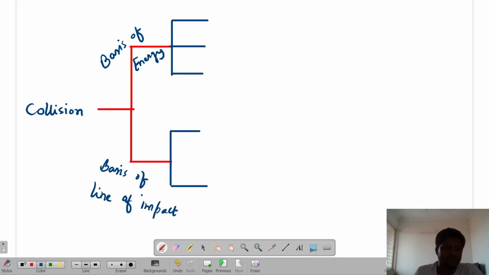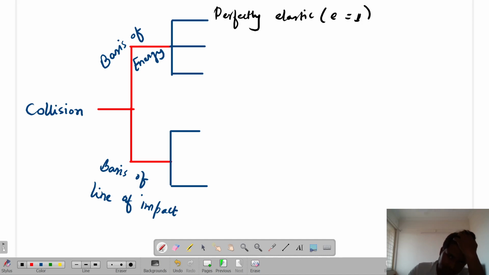So there are two kinds of collision. First one is on the basis of energy. We divide into three parts. One we call elastic, which we already know, where the e value is how much? Perfectly elastic. Let us write perfectly elastic. So e is exactly equal to 1, isn't it? That means the impulse of reformation is equal to the impulse of deformation.